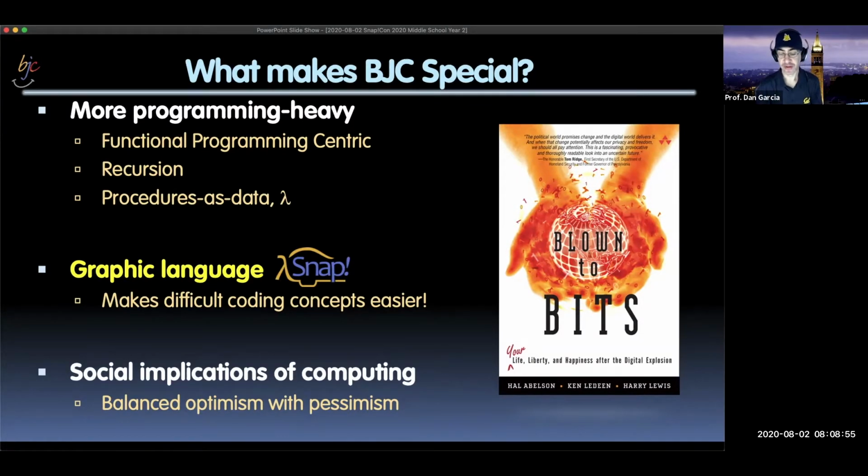Whenever we asked students, what's the most passionate part of this course? We talked about, on the bottom, social implications and balancing optimism with pessimism, and that technology isn't inherently good or inherently bad. It can be used for both, depending on, like a tool. A hammer is the same way.